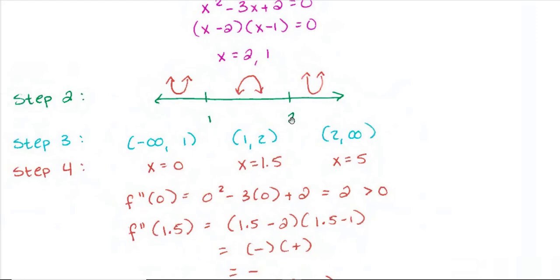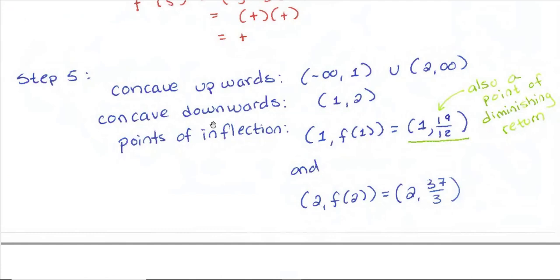Are either of those a point of diminishing return? Well, notice here we went from concave up to concave down, so that's going to give us that point of diminishing return. So I have 2 points of inflection, 1, 19/12 and 2, 37/3. But notice this point of inflection, since it went from concave upwards to concave downwards, is also a point of diminishing return.